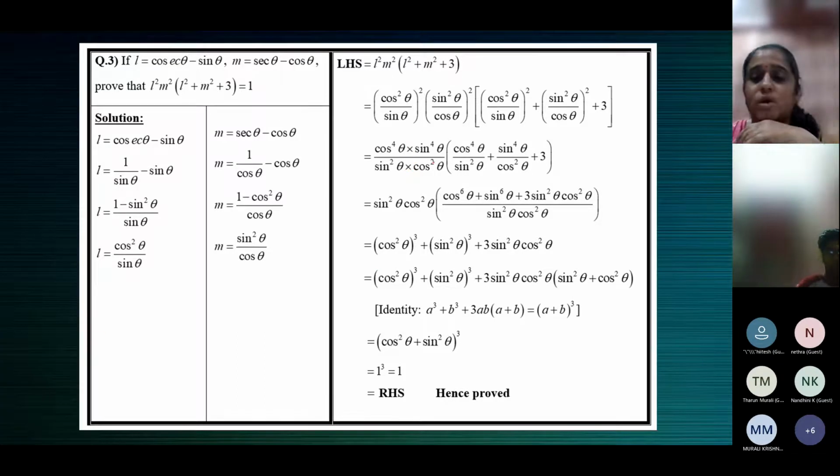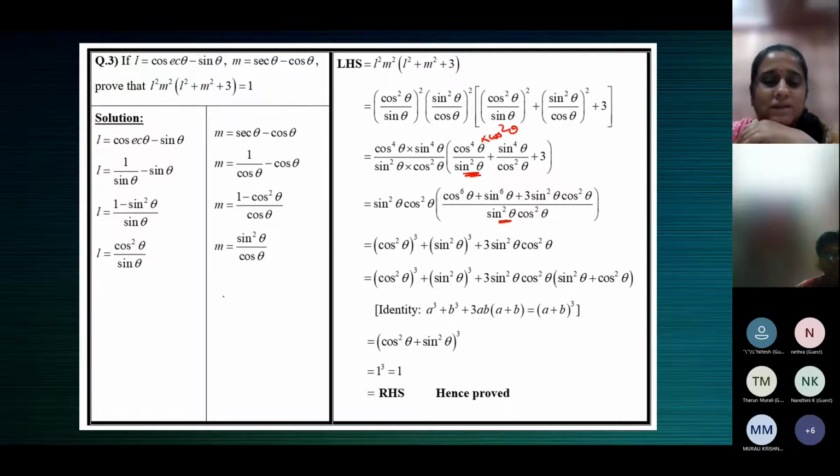Now, very important. Take up the common denominator, sine square theta, cos square theta, which is common. Please understand that we have a sine square theta here, so we need to multiply the numerator by cos square theta. Listen to this very carefully. We have sine square theta, we don't have cos square theta here. So we need to multiply this numerator with cos square theta.